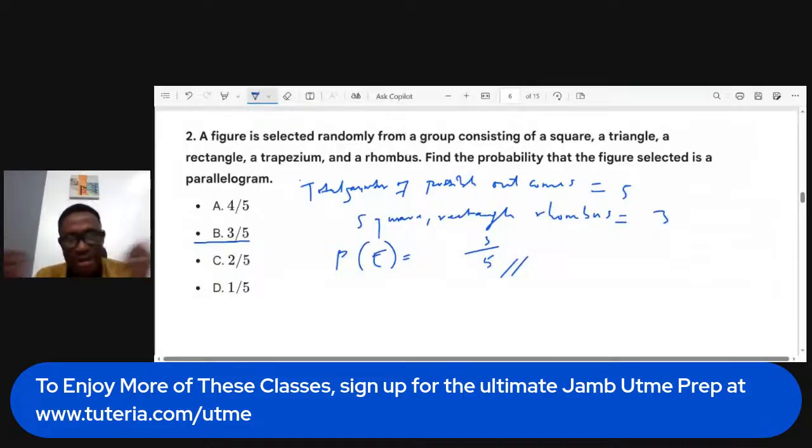A square, that's another example. It has what? 4 sides. A triangle has how many sides? 3 sides. So you know that that one is not a parallelogram. I already gave you a definition of parallelogram to be what? Any shape that has 4 sides and 2 opposing sides are equal.